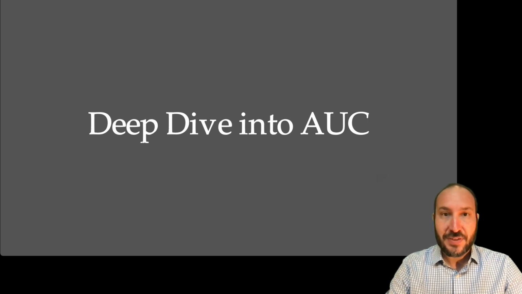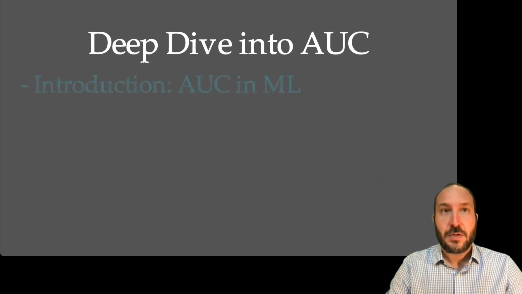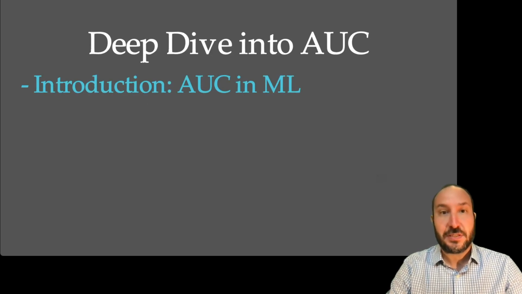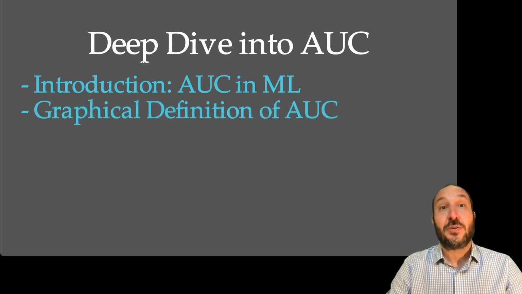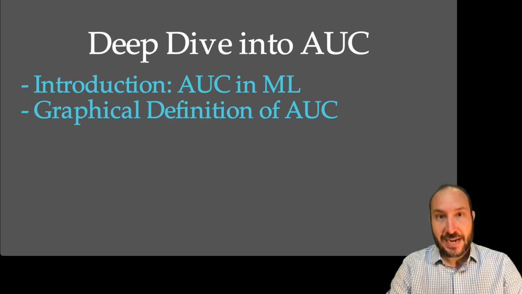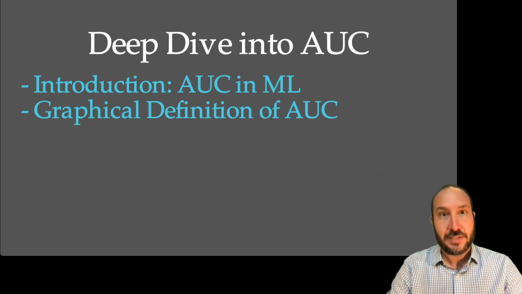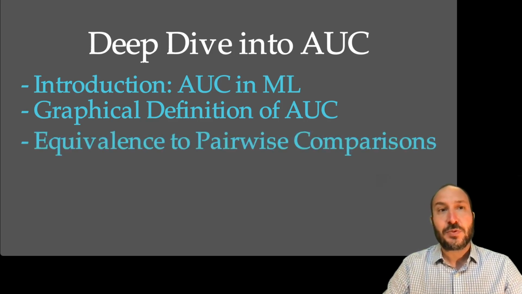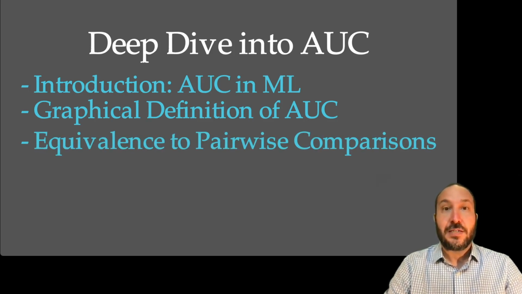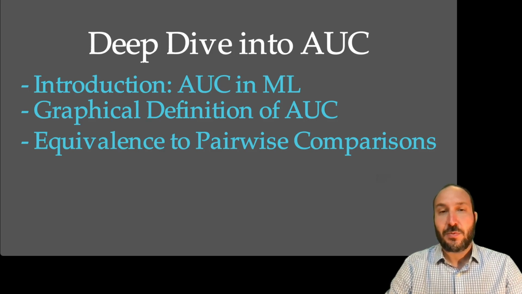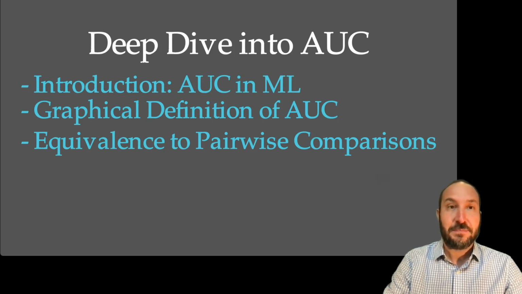To give you a brief outline of what we're going to discuss, we're going to start by giving an introduction as to why the AUC is relevant in machine learning. Next, we'll give the graphical definition of the AUC as literally the area under the ROC curve, and we're going to walk through an example of actually drawing out the ROC curve and computing the area underneath it. Then we'll demonstrate an equivalence to another way of thinking about the AUC number and interpreting it in practical situations, which is that the AUC number can be thought of as the probability that you correctly order a randomly chosen pair of items from different classes. And we'll demonstrate that and make that explicit.